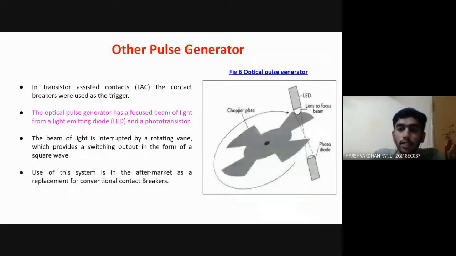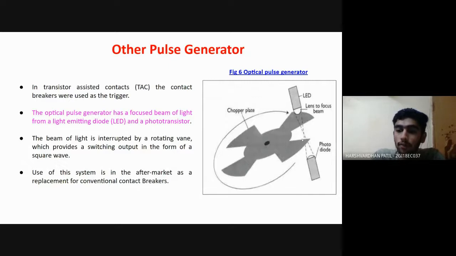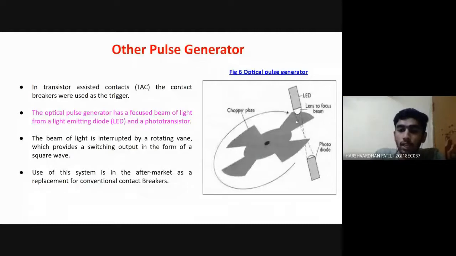The remaining pulse generators are the transistor assisted contacts and the optical pulse generator. Here, the vanes which I was talking about look like this. The optical pulse generator consists of an LED and a phototransistor. Whenever this plate is rotating, the beam of light passing onto the photodiode is interrupted by these vanes, making it switch on and off and forming a square wave output. These are used in the aftermarket as a replacement for conventional contact breakers.